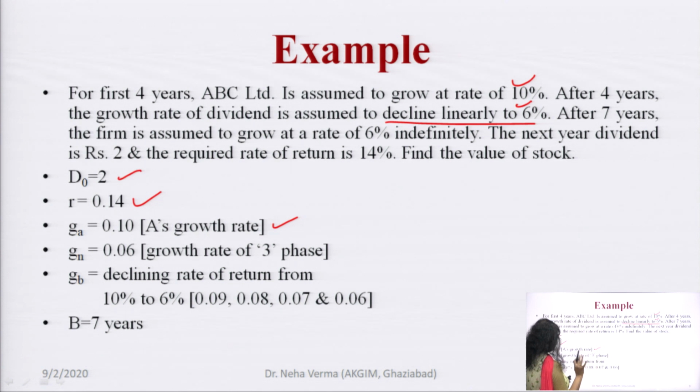Linear decline means that in the second phase the growth rate will decline from 10% to 6%, passing through the rates 0.09, 0.08, 0.07, 0.06, because there is a linear decline from 10% to 6% in the second phase of the model. Similarly, the value of B, which is given here, is 7 years. The B value of 7 years is the end of the second phase.